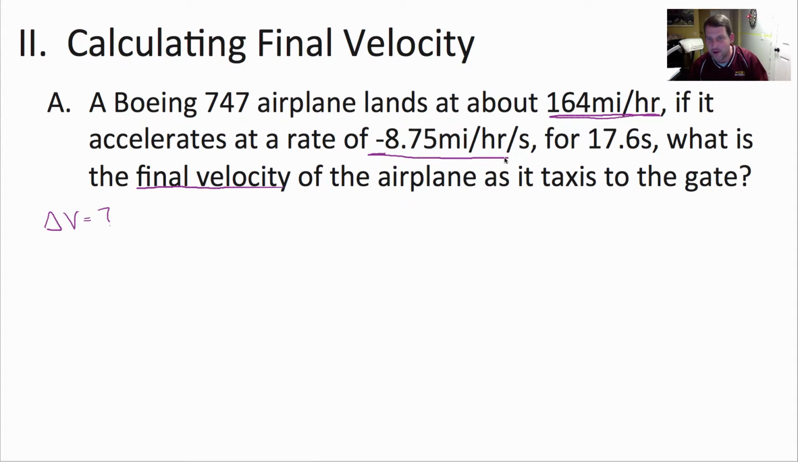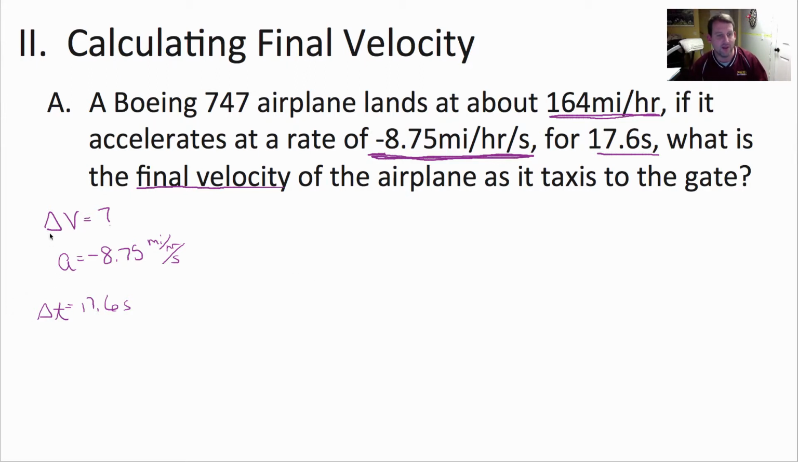We have this number here, which is miles per hour per second, and we know just from the units that's an acceleration. So the acceleration is negative 8.75 miles per hour every second. So we're going to lose 8.75 miles per hour every single second, and that is going to take a total time of 17.6 seconds.